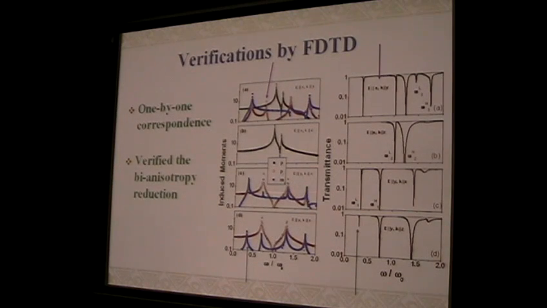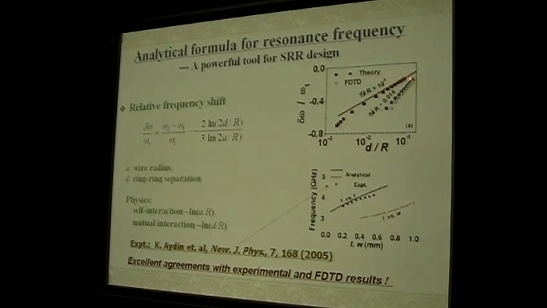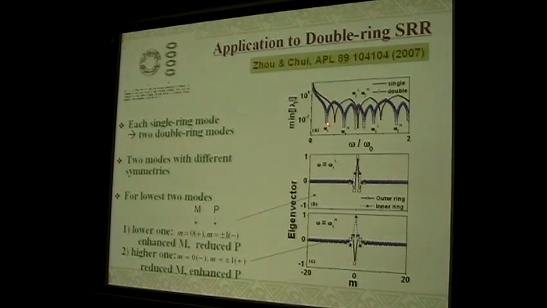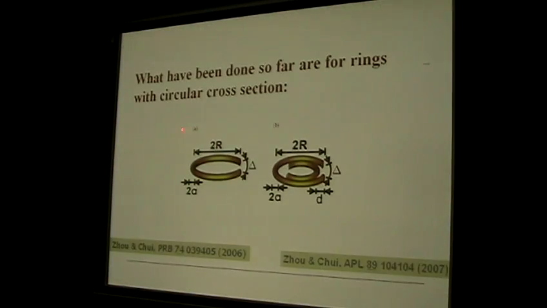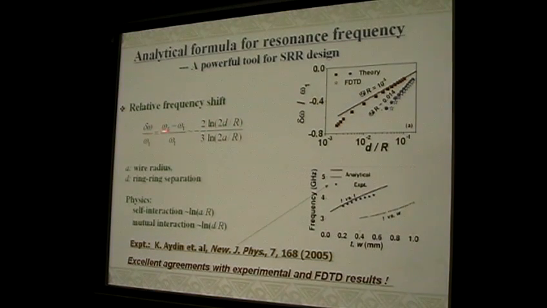Again, we verify all this by FDTD simulations. And what is interesting here is that we derived an analytical formula to describe the relative frequency shift. I just remind you that this frequency is derived from the single ring mode. However, there's a frequency shift, so we derived an analytical formula to describe this relative frequency shift. And we found this very simple formula works very well to describe a series of experimental data, which was done by a Turkish group.